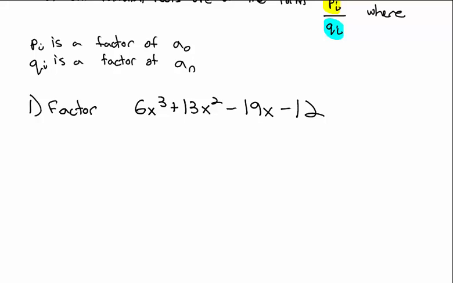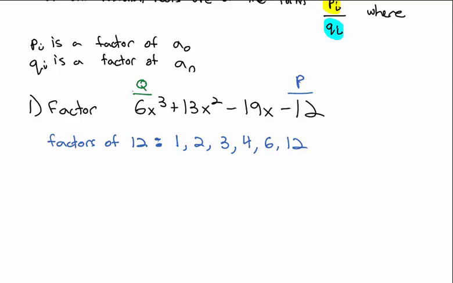In order to factor this, we're going to identify our p's are always going to be the last term. P is 12. And so we list the factors of p, or the factors of 12. Well, 12 is divisible by 1, 2, 3, 4, 6, and 12. It's all the factors that divide into 12. Q is the first number, which is 6. So then we will consider the factors of 6. Well, the factors of 6 are 1, 2, 3, and 6.